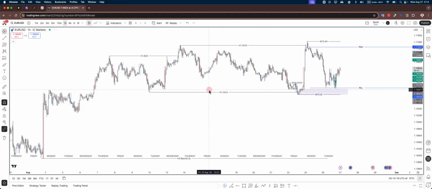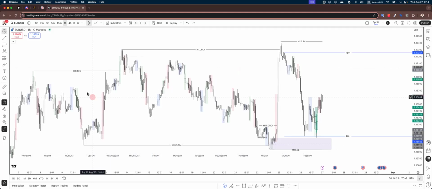Okay, in terms of the 1 hour time frame, we have here our breakout structure, and then price shifted bearish with this change of character right here. But after a news event that happened on Friday last week, I forgot the name of the guy, he made the price change direction and become an uptrend.